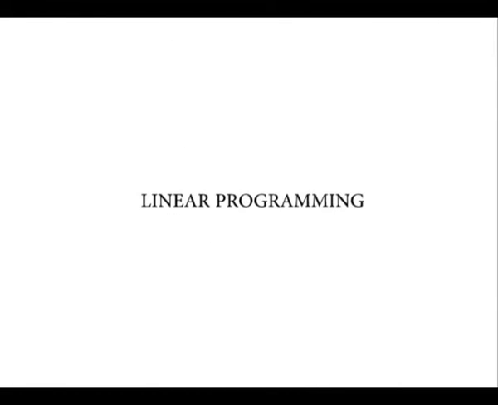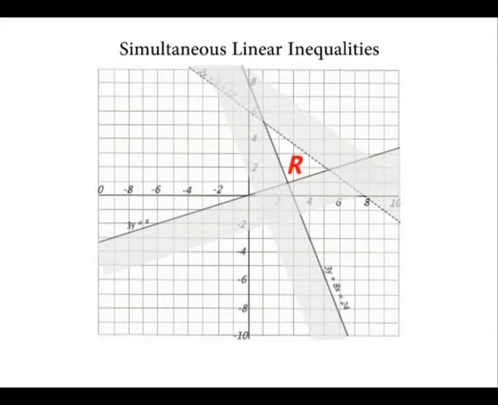Next chapter, chapter 7, linear programming. In Form 2, we looked at solutions of simultaneous linear inequalities in which, by drawing suitable straight lines and shading off one side of each line, we ended up with the required region. This region is also called the feasible region, and it satisfies all the inequalities simultaneously.